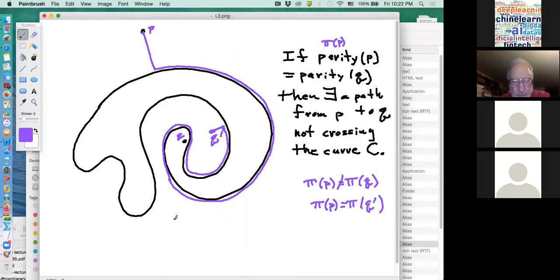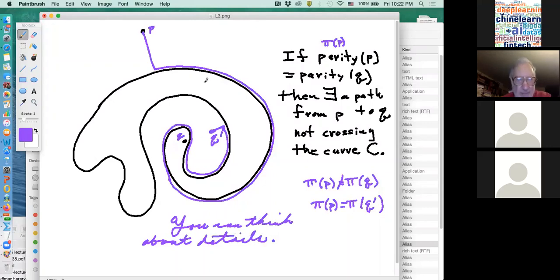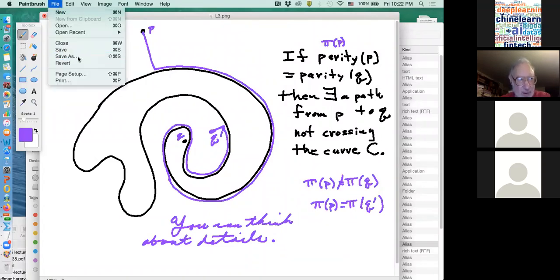So you can think about the details. But I do want to show you how it's harder if the curve was more complicated, or if some other things should prevail. So let's look at some examples, and then we'll go on to the knot theory again.